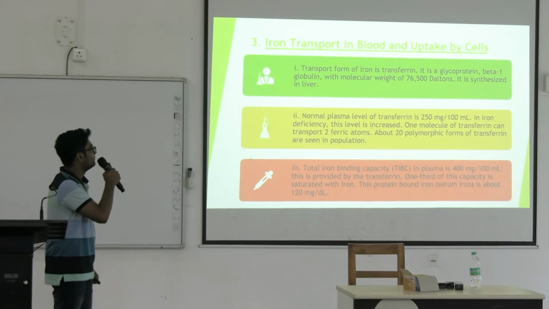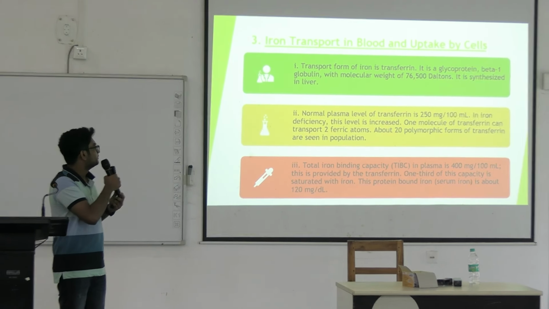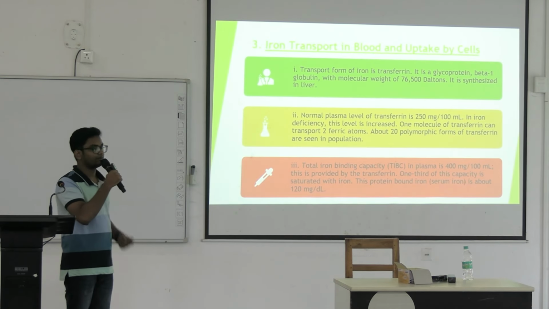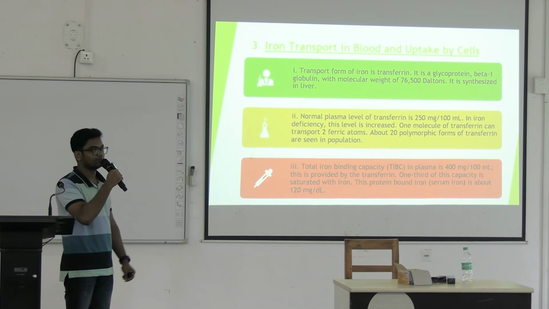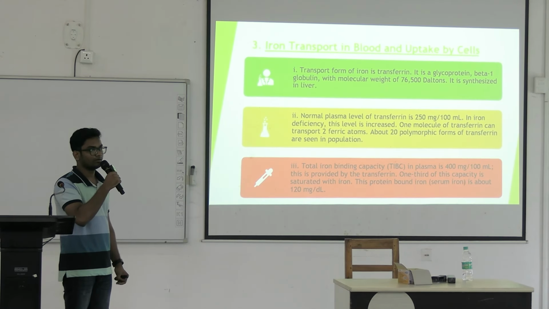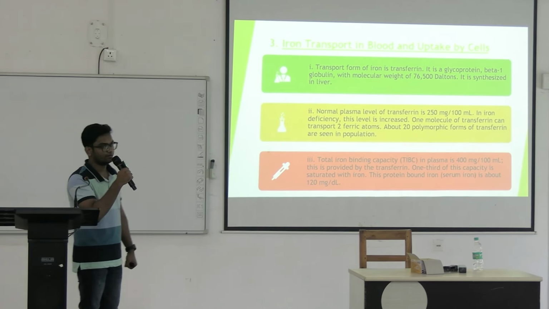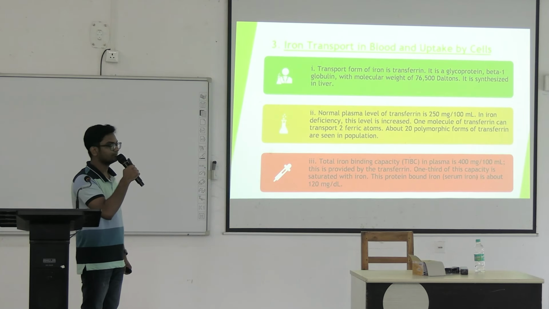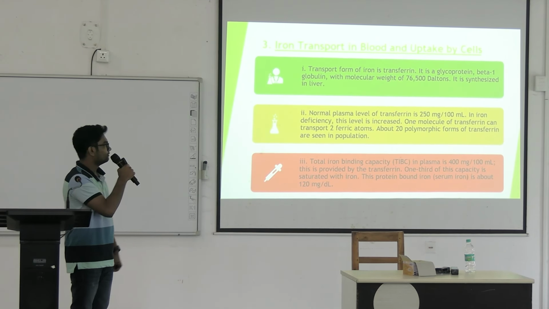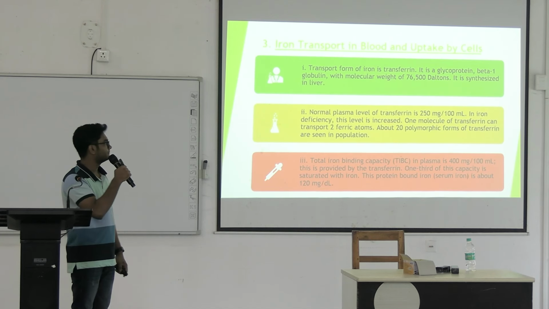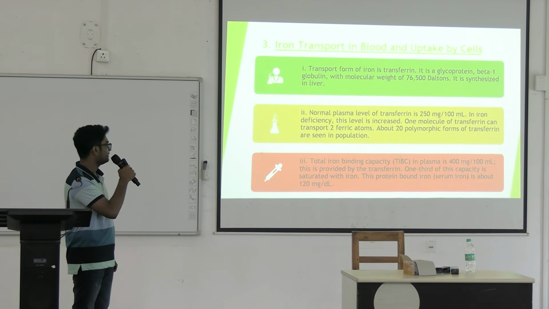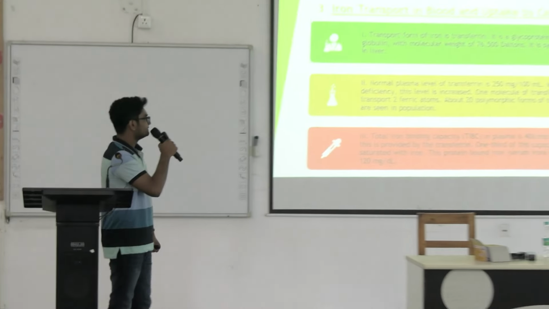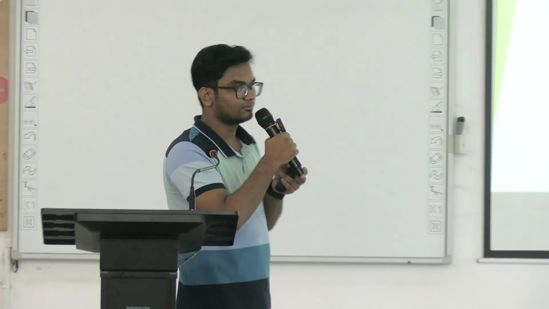Okay, iron transport in blood and uptake by the cell. Iron is transported mainly by the transferrin molecule. This is a glycoprotein made up of beta-1 globulin, its molecular weight is 76,500 Dalton, and it is synthesized in the liver. Normal plasma level of transferrin is 250 mg per 100 ml, and in iron deficiency, this level is increased. A molecule of transferrin can transport two ferric atoms.